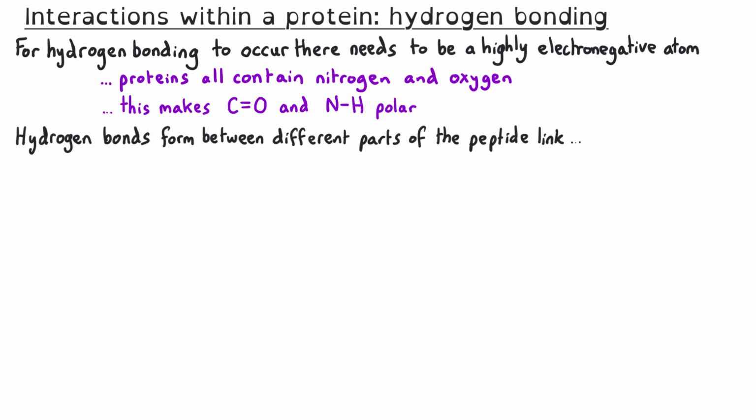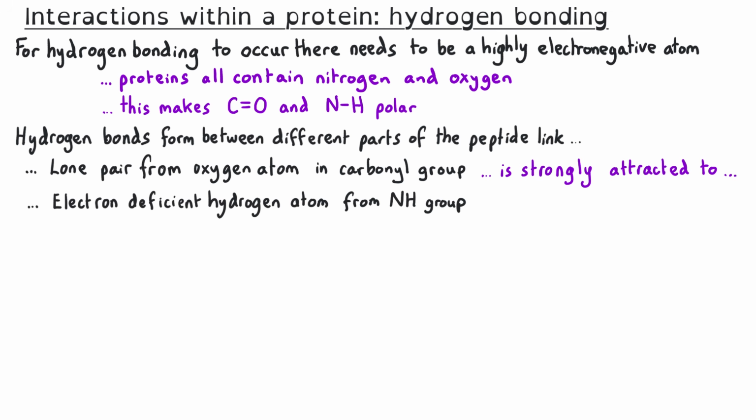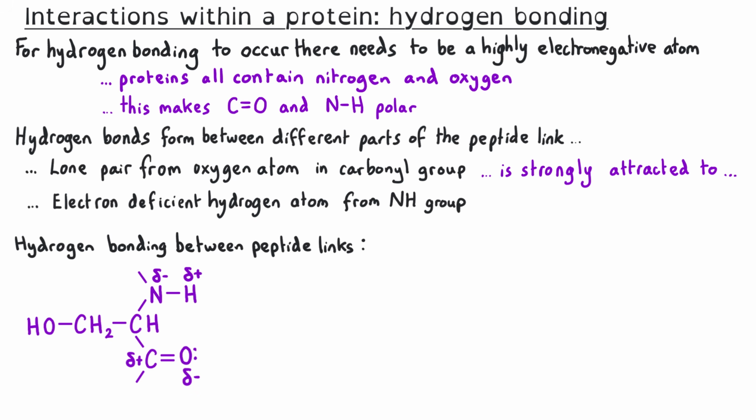Hydrogen bonds can form between different parts of the peptide link. Firstly, a lone pair from the oxygen atom in the carbonyl group is strongly attracted to an electron-deficient hydrogen atom from the amino group, and this attraction is the hydrogen bond. Hydrogen bonding can exist between peptide links, and this is what I'm showing in the first diagram here. We have a polypeptide on the left-hand side, and you can see the trailing bonds on the top and on the bottom, showing that the long chain continues.